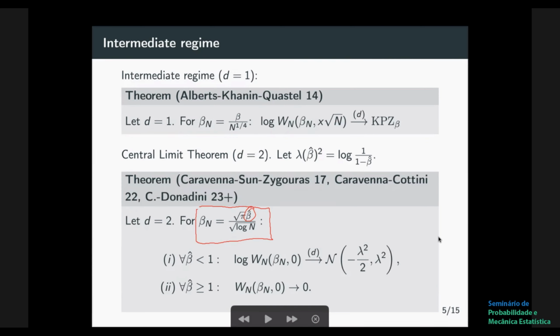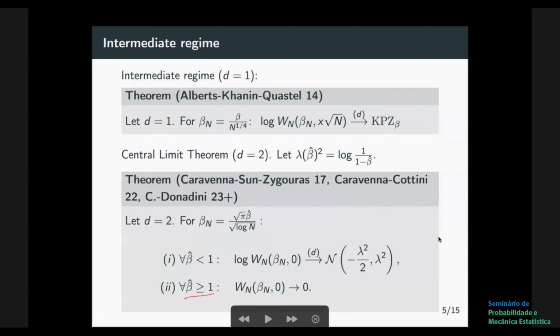So you can think about this as Wn being exponential of a Gaussian. In particular, this is positive. So like in dimension larger than 3, you get that Wn is kind of positive in the limit. So it's a sort of weak disorder where the polymer is again diffusive. And when beta hat is larger or equal to 1, so that's an important point, then Wn converges to 0. So again, you have some kind of strong disorder where you can expect the polymer to be localized.